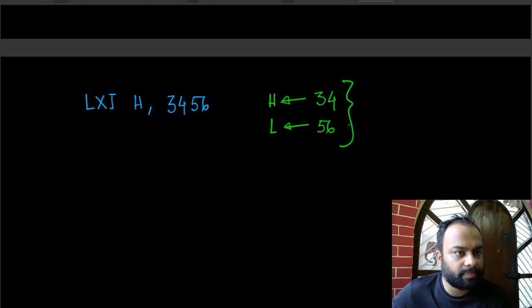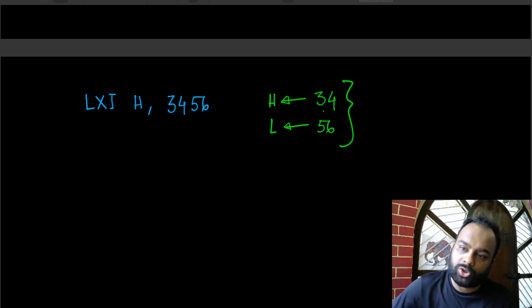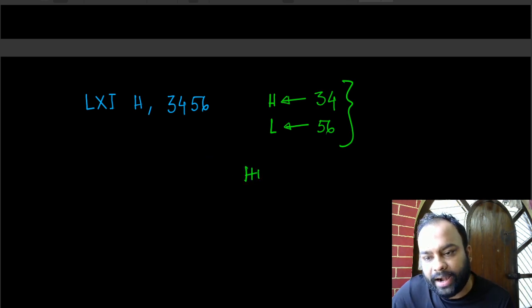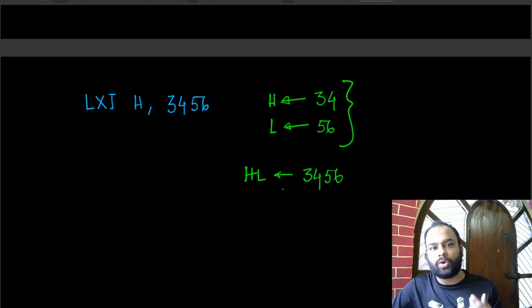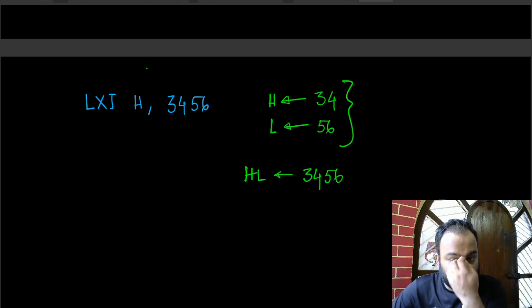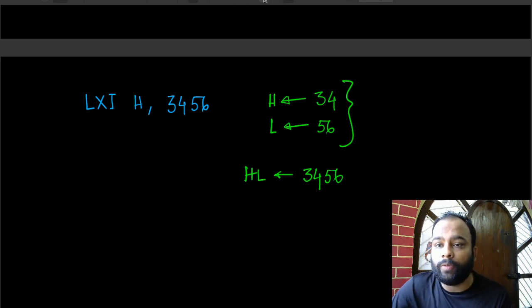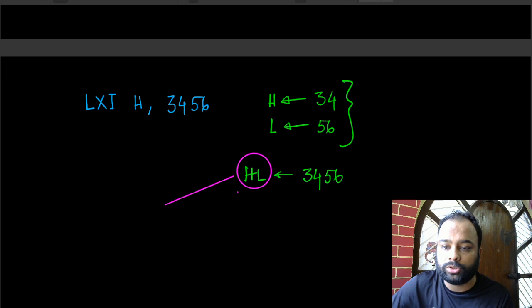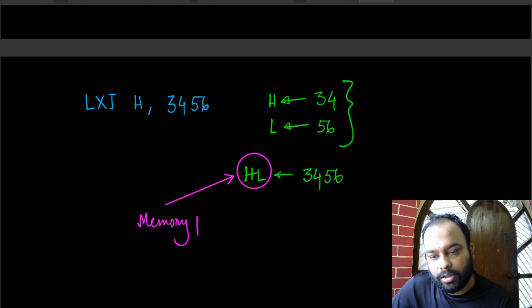Is there any problem? There is no issue with this. So the H register will get 3 4 and the L register will get 5 6. What is the value of the HL register pair? If you consider HL to be a pair, that would be 3 4 5 6. Now why are we talking about this? Because this HL register pair can also be used as something called a memory pointer. This is called a memory pointer.